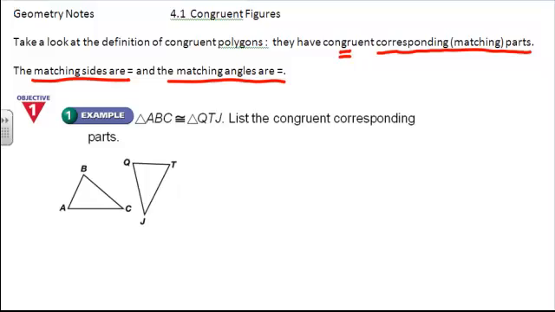Okay, very first example says triangle ABC is congruent to triangle QTJ. List the corresponding congruent parts. And we have sides and we have angles we have to list. So I'm going to start with my sides. And then I'm going to list my angles.